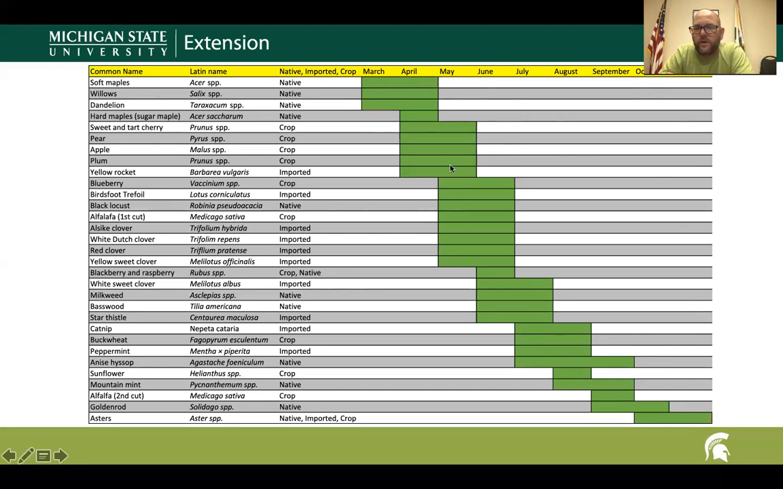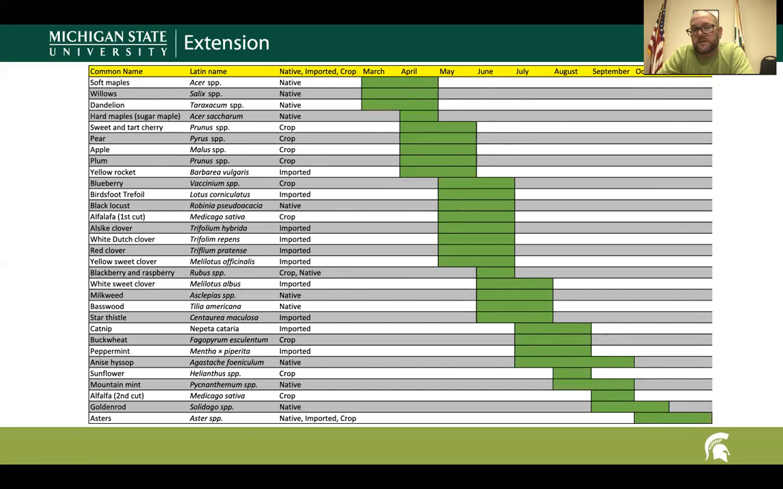From that point on, if we were to have all of these plants in our landscape, and some of these are crop plants, like plum and blueberry, over the course of the season there will always be something available for our bees to eat. And that's what we're going after. You can create a table like this very easily based off of what's in your area.